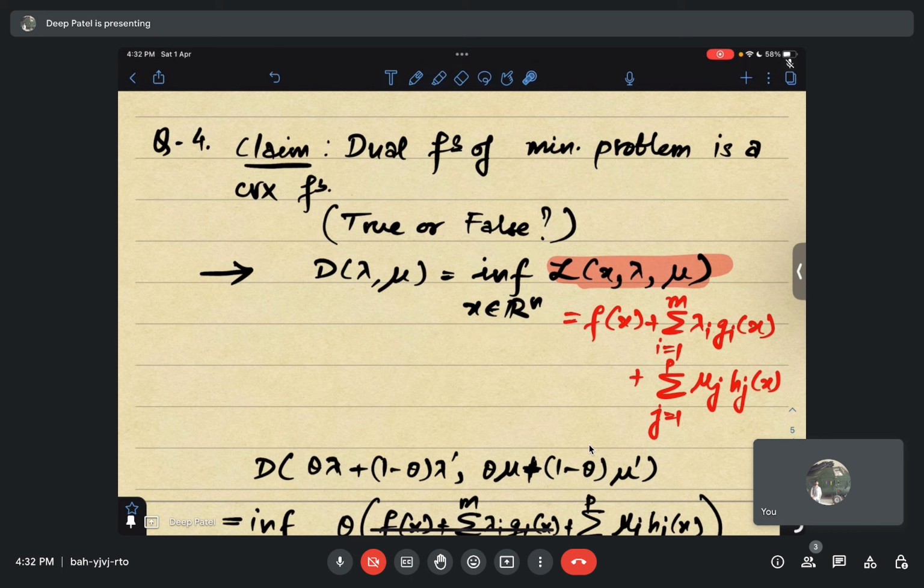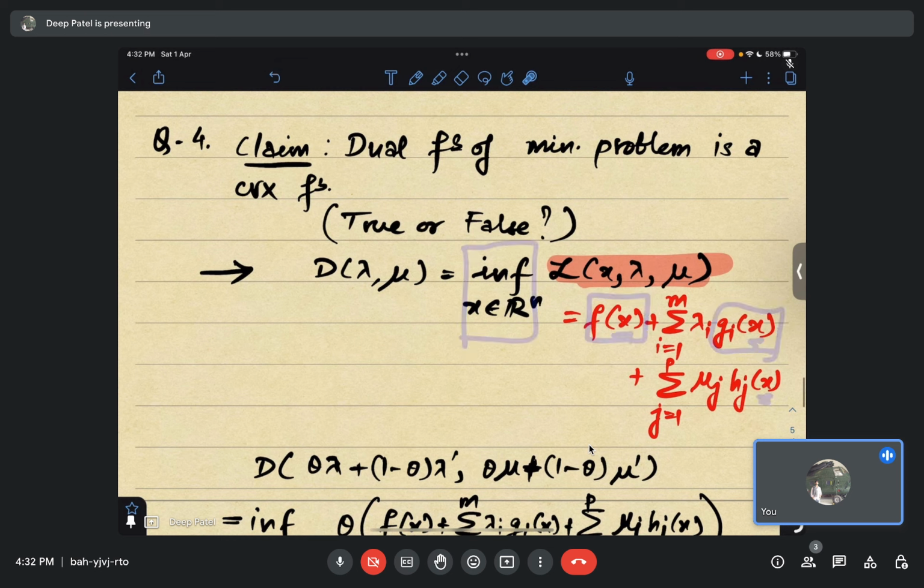No, fix this means fix an x, right? For a given x on this side, you fix the x. So this is a constant. This f of x is a constant. Hj is a constant. Then it becomes an affine function, affine in this, right?